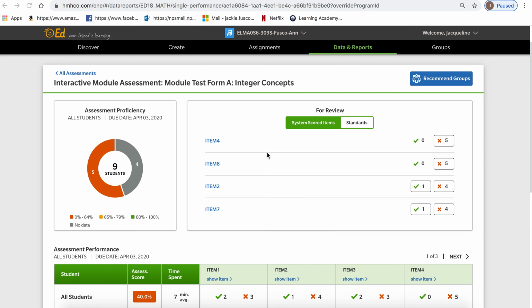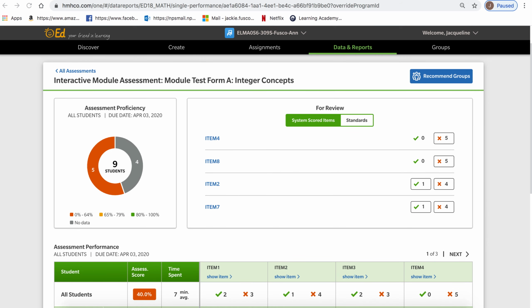So I just want to show you what it looks like on my screen after you take a test. As you can see, it says Interactive Module Assessment, Module Test Form A, Integer Concepts. This is the one that you took last Friday. And then I can see down here, all students. If I were to scroll down, your names pop up one by one, and it shows that our overall score was a 40%. So that's a very, very low score.